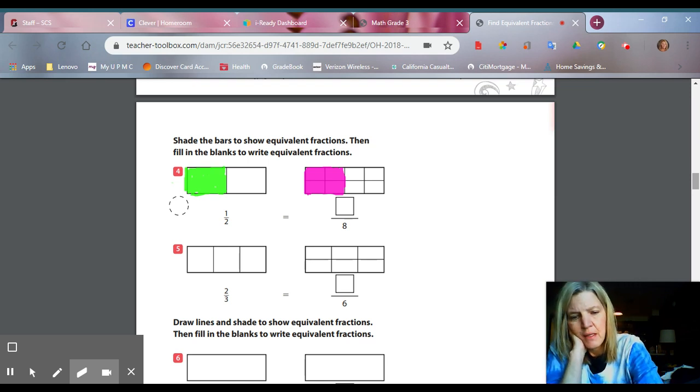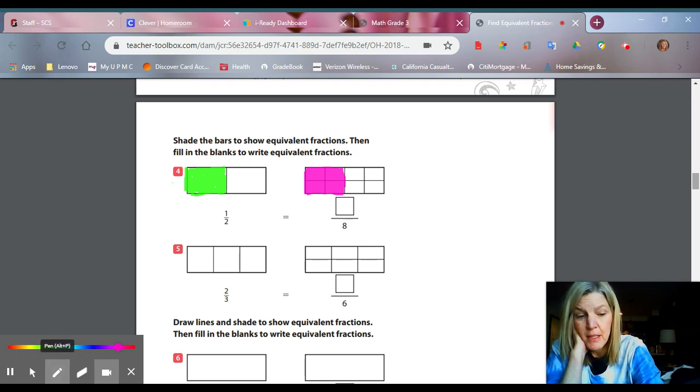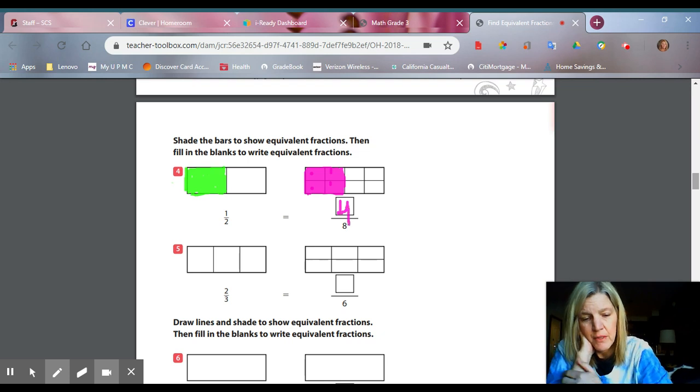So a fraction equivalent to half is how many eighths? 1, 2, 3, 4 eighths. 4 is your answer. Let's go on to number 5.